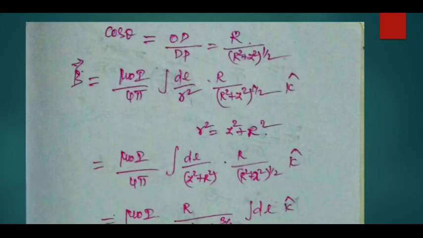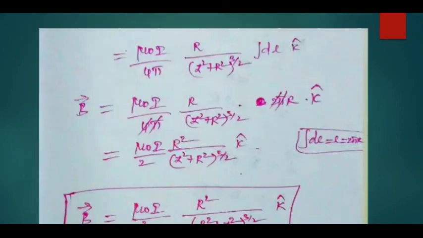So from that triangle, substitute the cos theta value in the previous equation, integral dl divided by r square into cos theta. Instead of cos theta, substitute this value, and substitute the r square value, and you will get this equation. Simplifying, you will get mu naught divided by 4 pi into r square divided by z square plus r square to the power 3 by 2, into dl k vector.